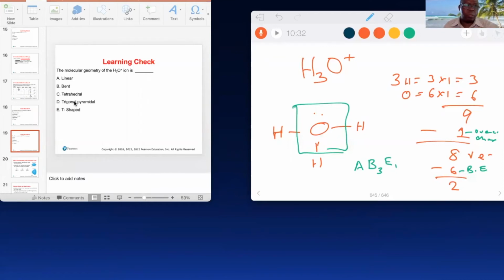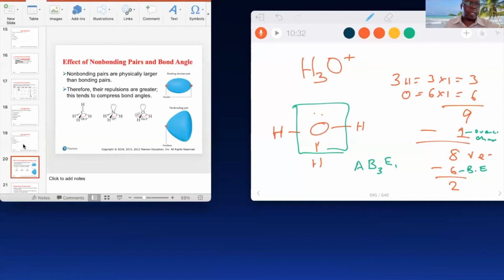I don't want you to conclude that if you see a similar question to what you see here, and then I change this to electron domain geometry, you say I thought it was trigonal. No, it has to be specific, whether it is electron domain or molecular geometry. This is just an explanation of how we end up with the bonds.